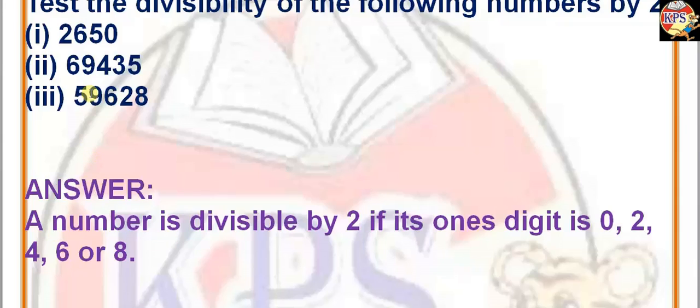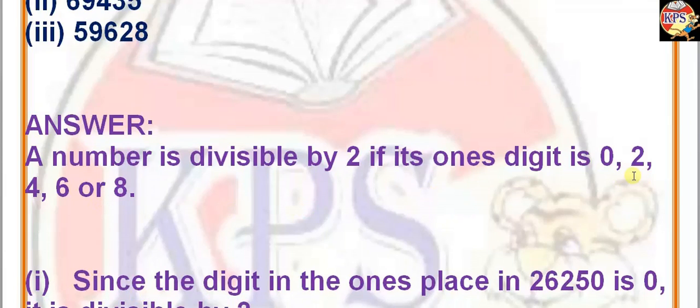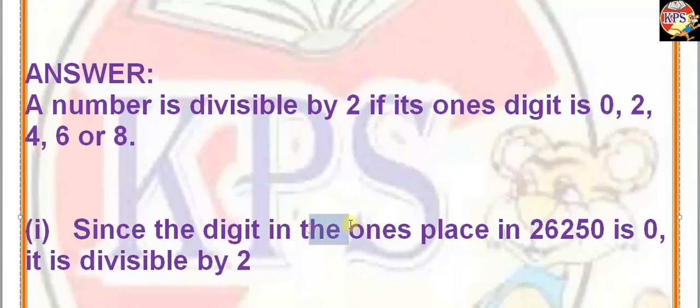So here the first question is 2650. First you will write: a number is divisible by 2 if its one's digit is 0, 2, 4, 6 or 8. Okay, so the last digit should be one of them. So our first question is 2650. In 2650, you can see that the last digit is 0. So we can say that the whole number can be divided by 2.